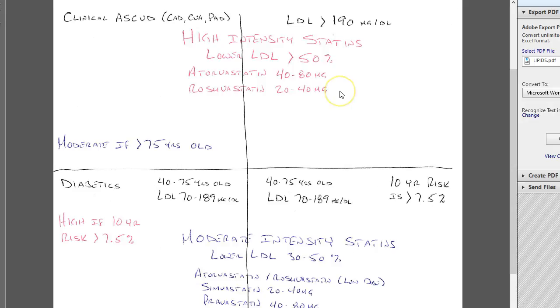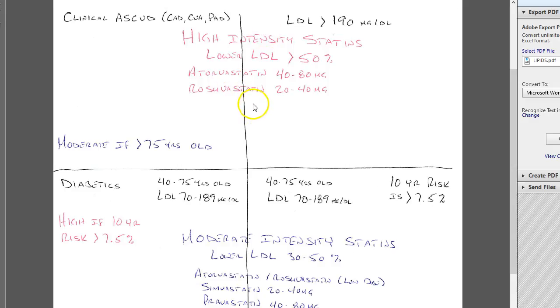The 2 main frontline statins that are leading the way here are atorvastatin, which is Lipitor, 40 to 80 milligrams, and rosuvastatin, which is Crestor, your real big gun, big dog statin, 20 to 40 milligrams. So these 2 groups in boxes 1 and 2 get high-intensity statins.